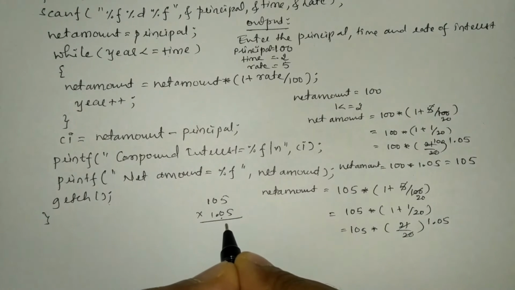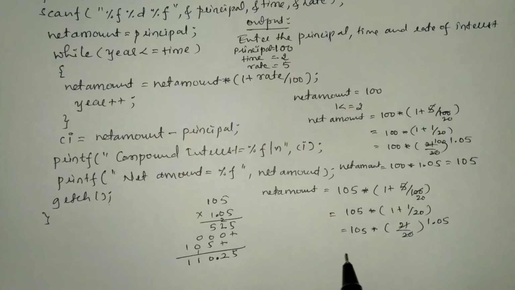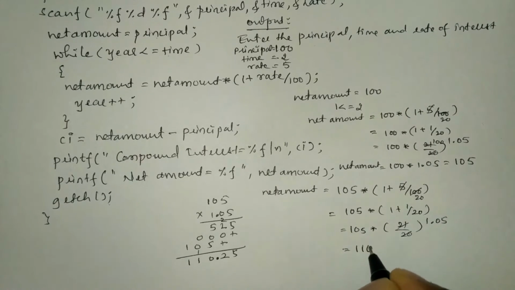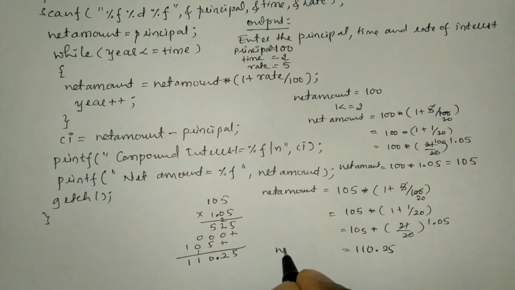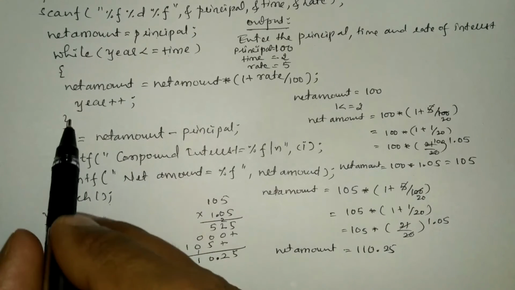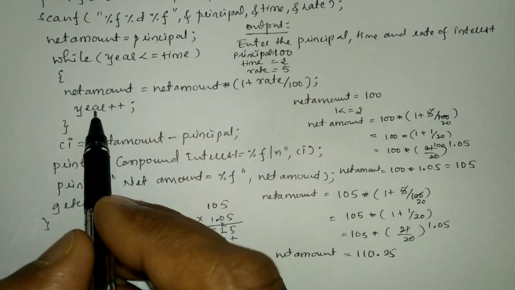So 5 fives are 25, 2 carry, 5 zeros are 0, 2 is as it is, 5 ones are 5, plus 0 0 0, plus 5 0, 1 ones are 1. So 5 2, this is 10, and this is 1, this is 1. So 1 1 0 2 5, after 2 digits we have to put a dot here, that is the decimal point. So 110.25. Here the result is 110.25, and it will be stored in net amount, correct? Yes. Next, after this again control transfers to this while by incrementing the value of year by plus 1.